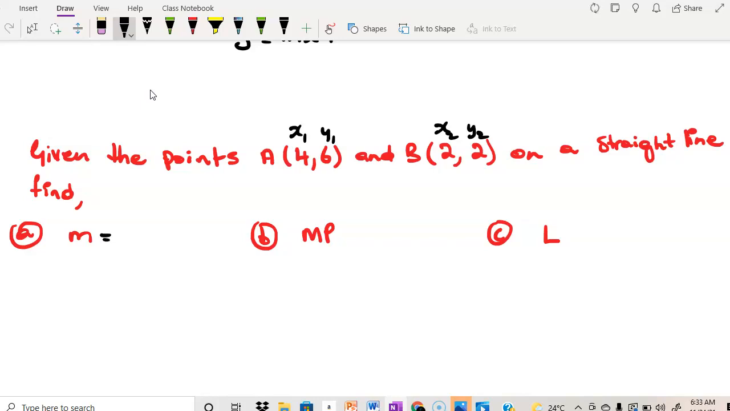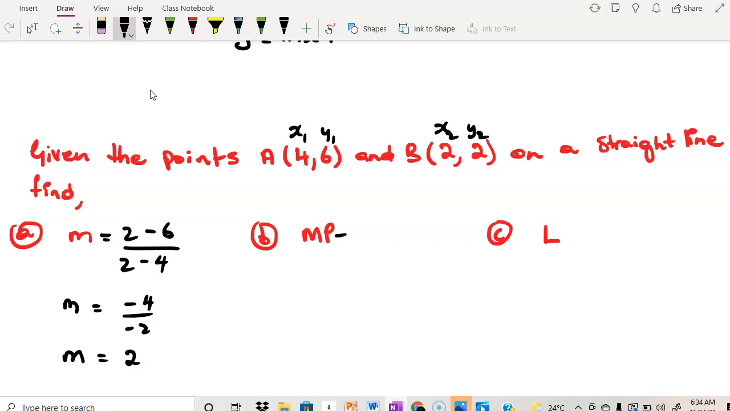So our gradient, guys, is y2, which is 2, minus y1, 6, over x2, which is 2, minus x1, which is 4. All right, so here we go, guys. Our gradient m is equal to negative 4 divided by negative 2. And that gives us m is equal to 2. So our gradient or rate of change or the slope of the line is 2. Very good.